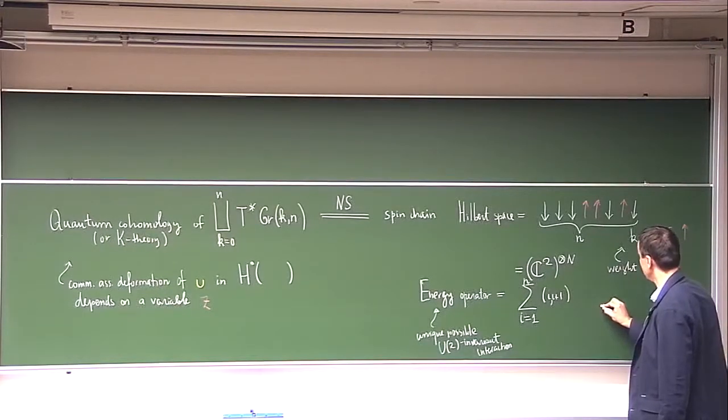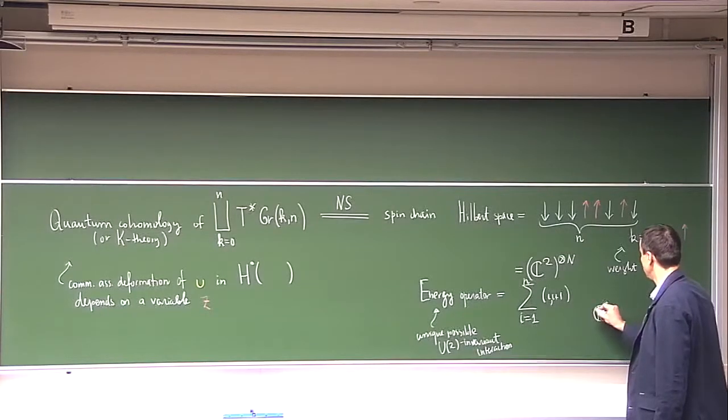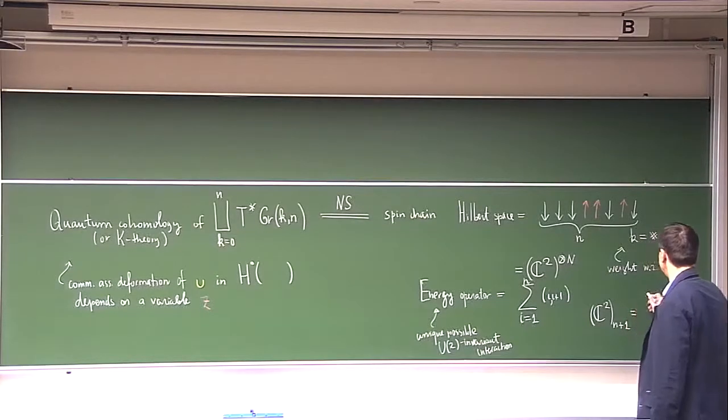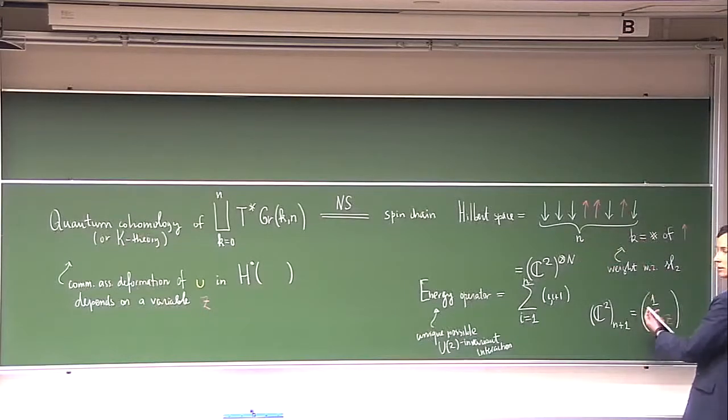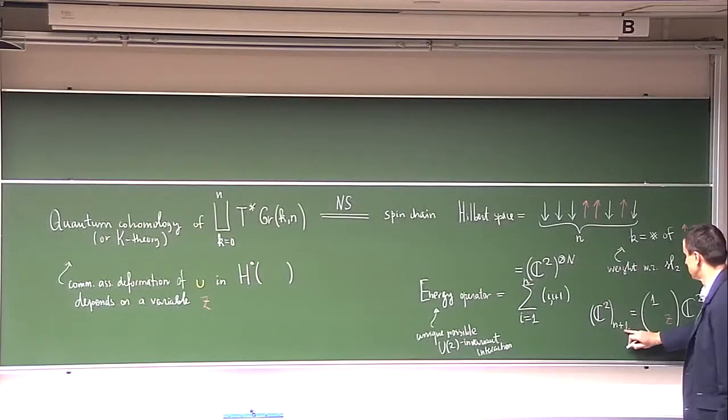The boundary condition we're going to impose is that the n plus first copy of this space is identified with the first, twisted by diag(1, z). This is what's called the quasi-periodic boundary condition. As you go around the circle, you get a phase factor in one of the entries.